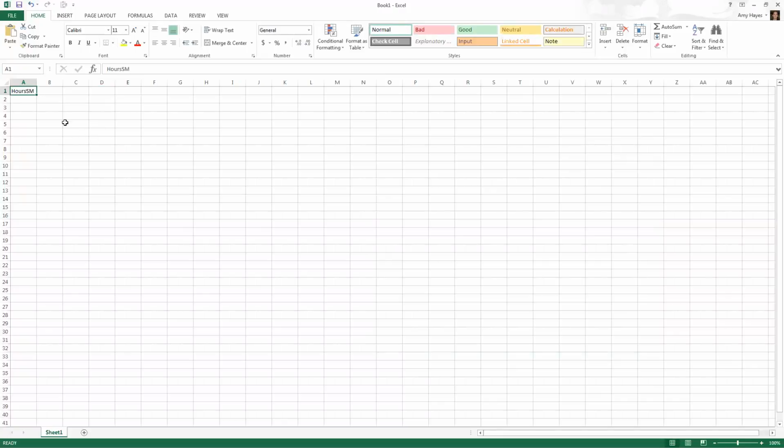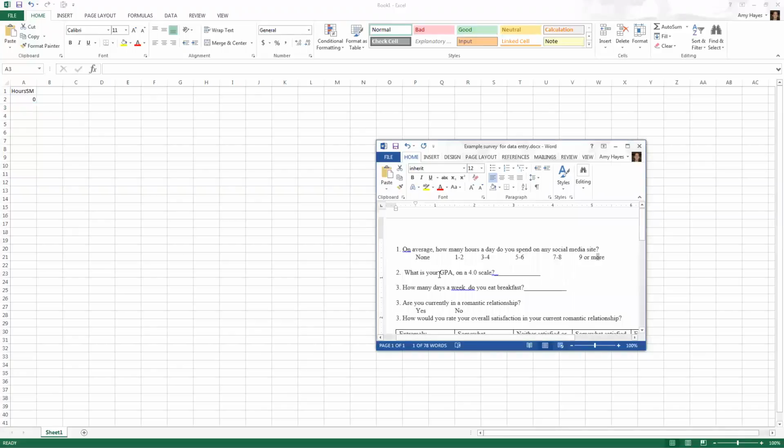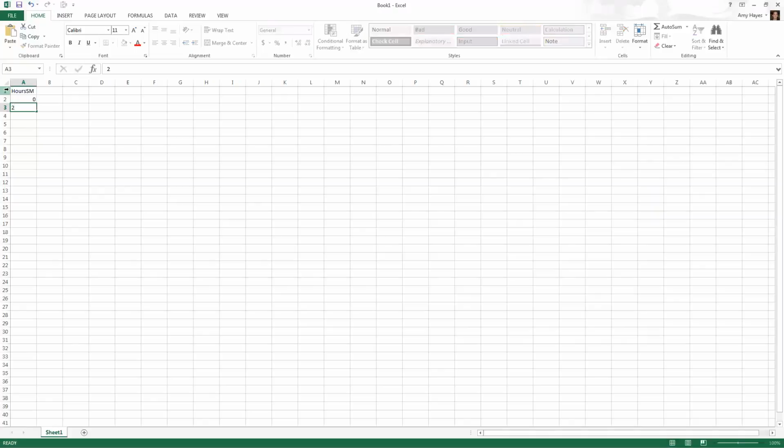So for your hours on social media, maybe the first person's survey, they said, I spend no hours. On the second person's survey, let's go back and look what our options were again. Maybe the second person who filled it out circled this 3 to 4 option. So that would be a 0, 1, 2. We'd give that person a score of 2, and so on, until you go down and you have 20 people's worth of data. I'm just going to make up fake data, which is bad, but just bear with me.